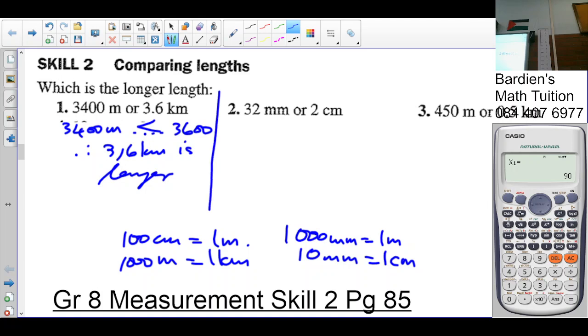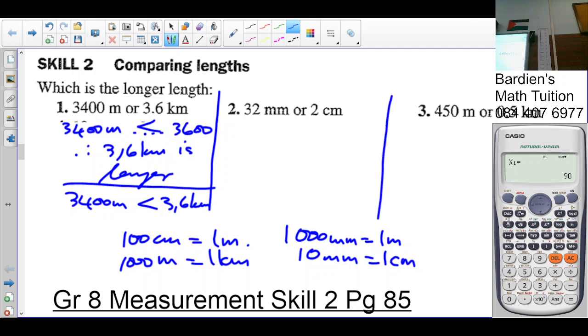Or we could have just written 3,400 meters is smaller than 3,6 kilometers. Okay, you don't have to show that calculation. Are you all okay with that? Let's look at number 2.